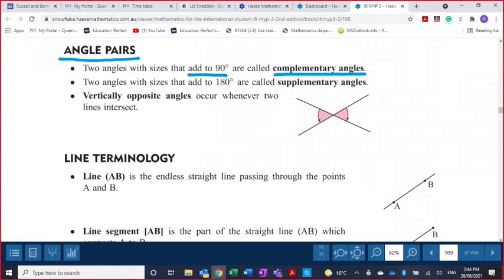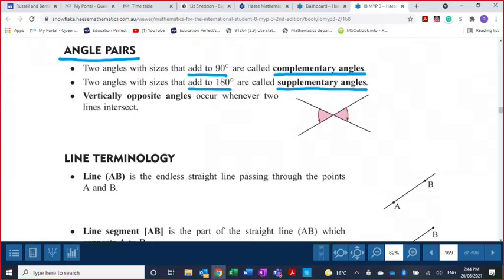Okay? The second one is something called supplementary angles. And for supplementary angles, that just means two angles that add up to make 180 degrees. So in other words, two angles of any size that will combine to make a straight angle, 180 degrees.